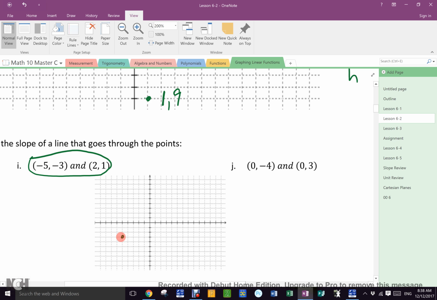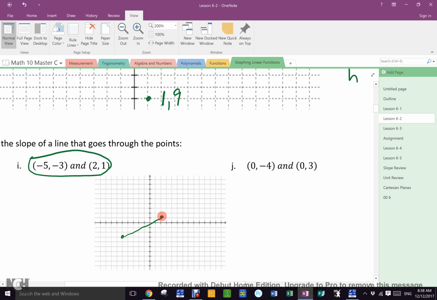Everybody cool? How do I get to the second point? Two to the right and 1 up. And then I would connect the line, yes? How do I find that slope now? Is it on a graph? So how do I find a slope when I have it on a graph? Starts with a C, ends with a T, has own in the middle of it.